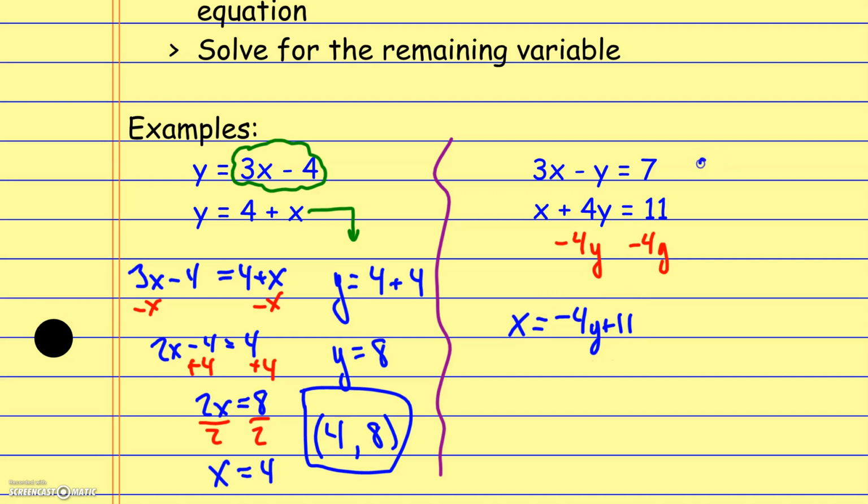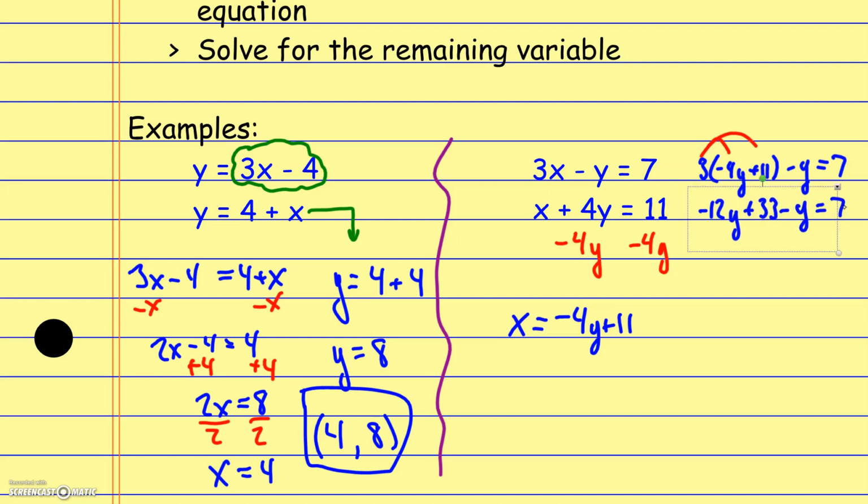So I come back up to this first equation. I had 3 times x minus y equals 7. But instead of x, I'm going to plug in the expression that x is equal to, the negative 4y plus 11. And now I just have to solve this thing. So here I'm going to distribute the 3. That's going to give me negative 12y plus 33 minus y equals 7.